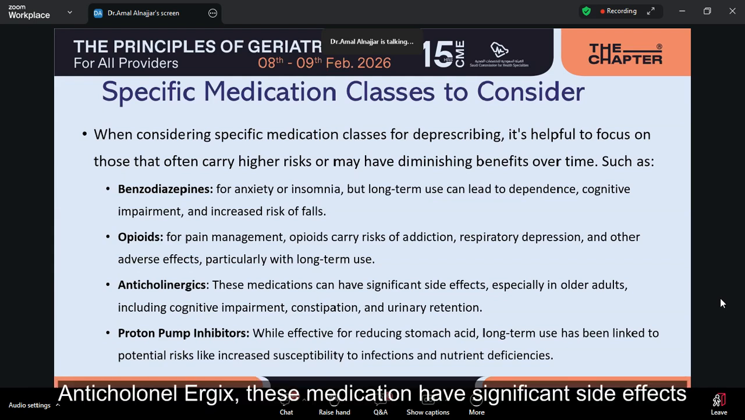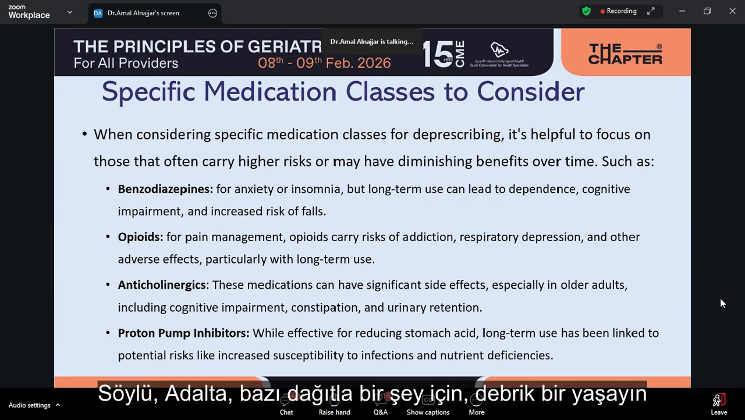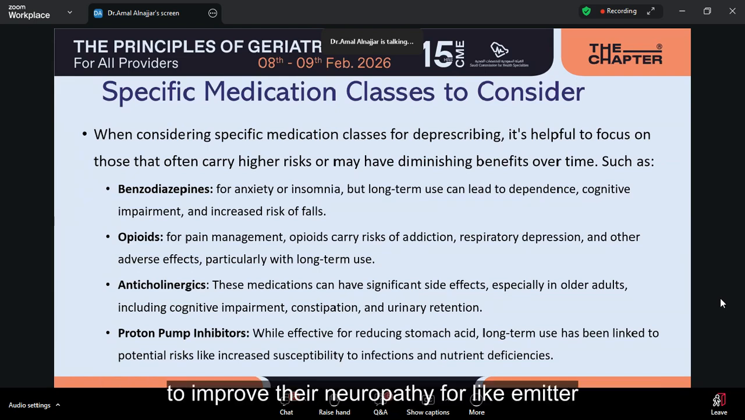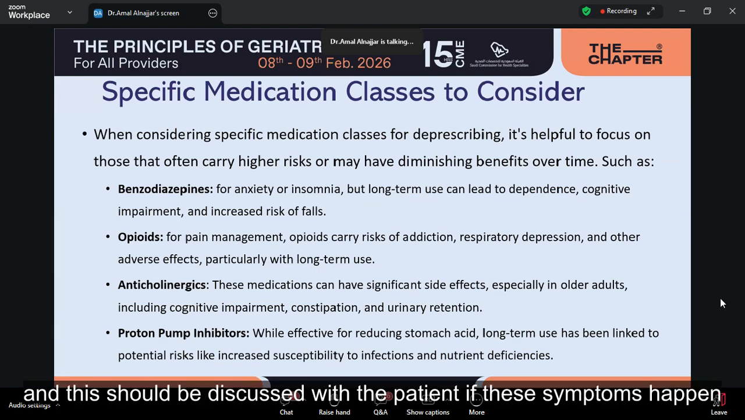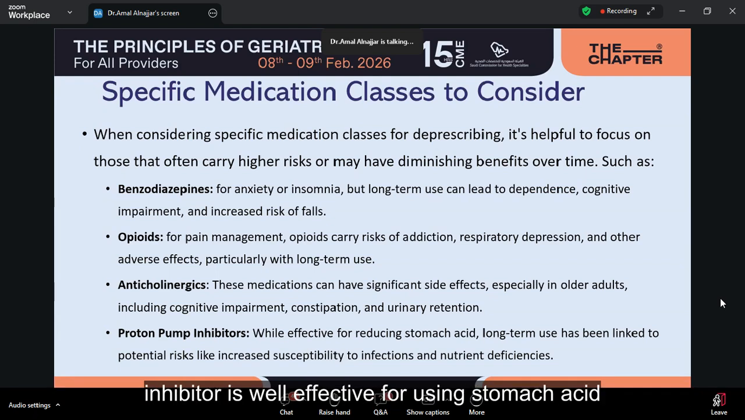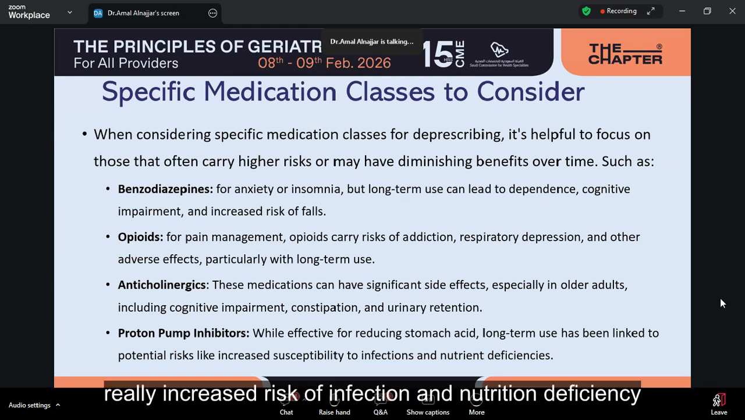Anticholinergics, these medications have significant side effects, especially in older adults, and sometimes they give it to diabetic patients in order to improve their neuropathy, like amitriptyline, which has anticholinergic effects, and it includes cognitive impairment. And this should be discussed with the patient. If these symptoms happen, then the patient should revisit the physician in order to find a proper alternative. Proton pump inhibitors, while effective for reducing stomach acid, we know that long-term use of this medication can increase risk of infection and nutrition deficiency.